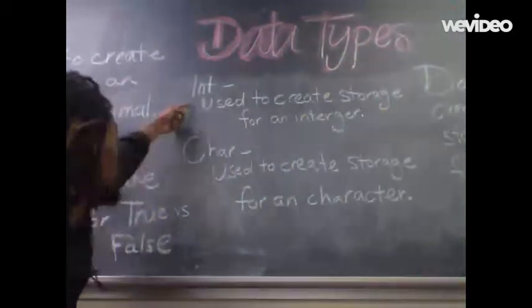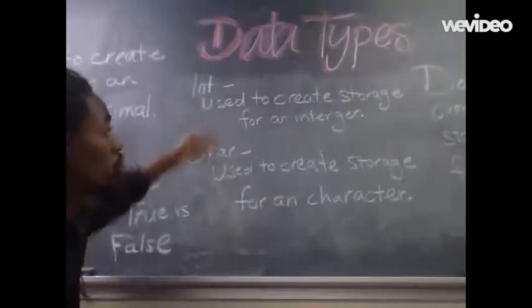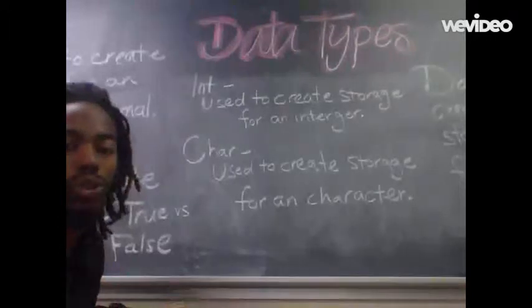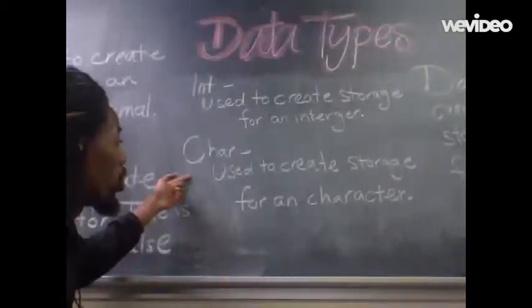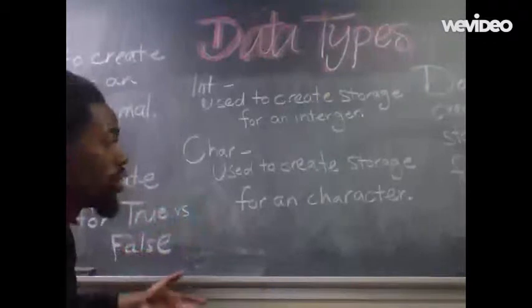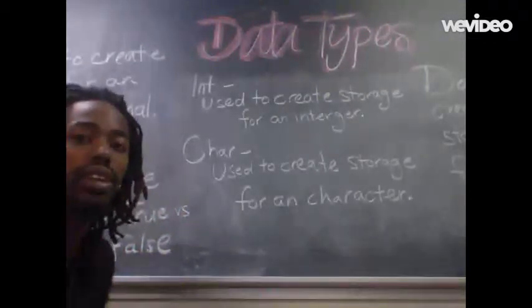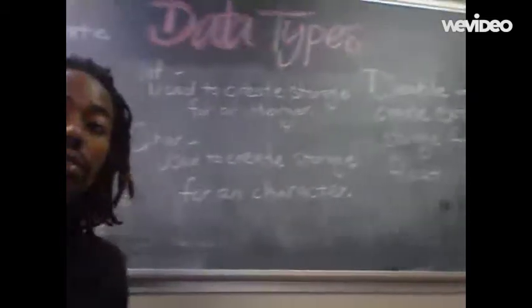Here I have an integer, or int. Int is used to create storage for an integer. So, just basic numbers, 1, 2 to 100. A char. A char is used to create storage for a character, A, B, C, D, all the way up to Z. Now over here, I have a double.